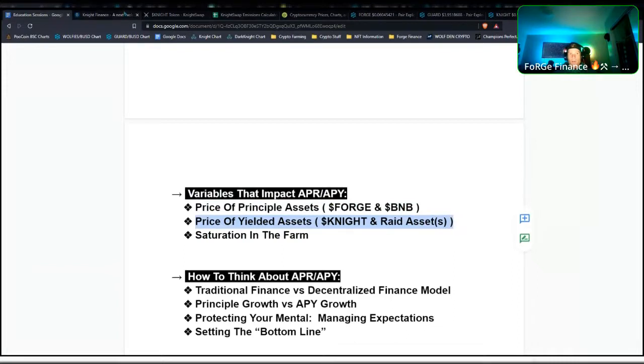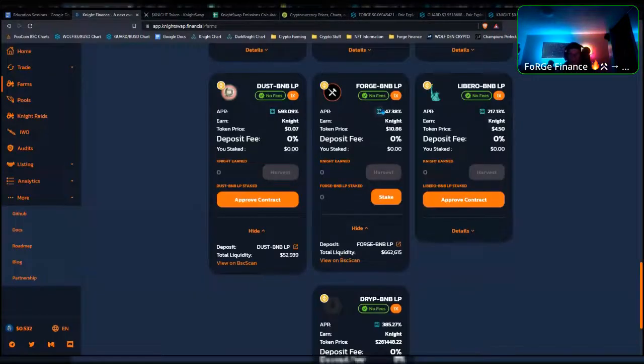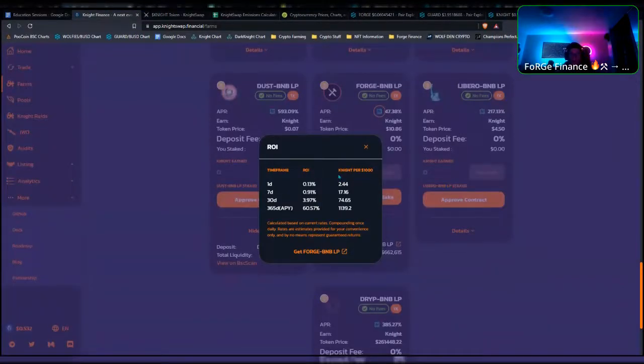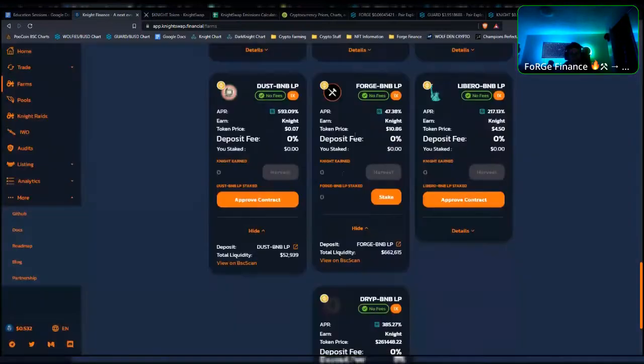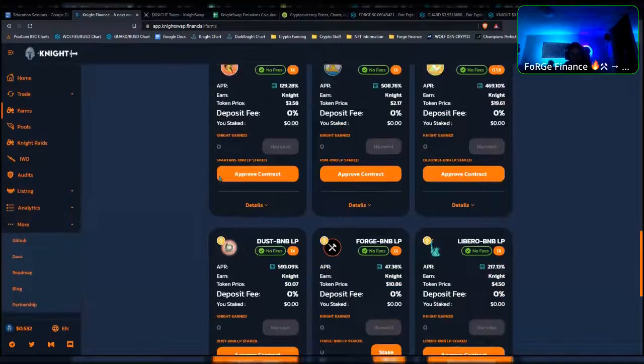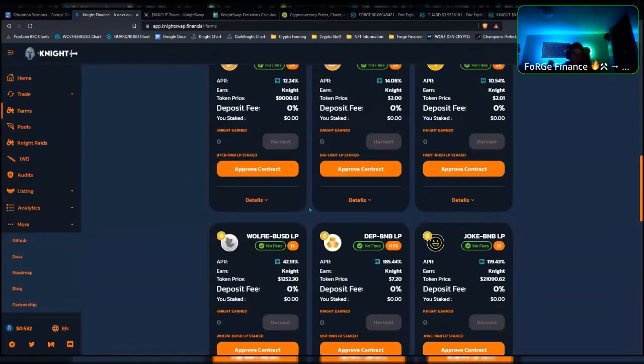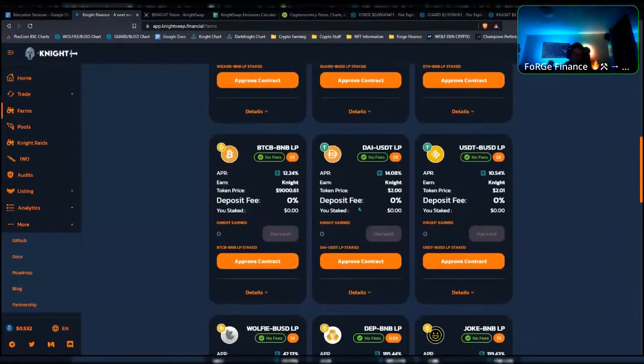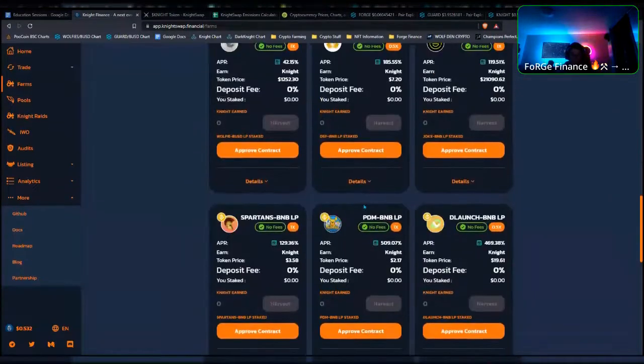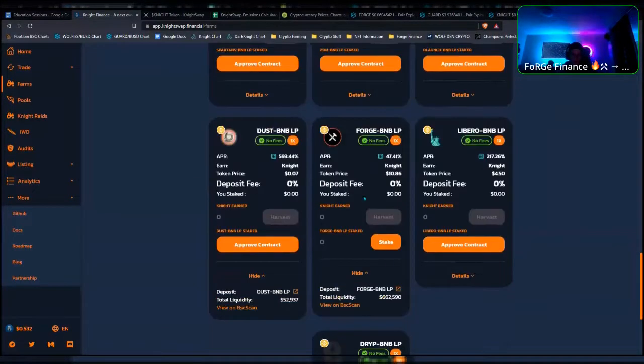Because all of this APR is calculated in Night, right? It's the dollar value of the Night gained over a period of time, over a year. What happens if the price of Night goes from 50 cents to $1 and it doubles? What happens to all of these farms? You can unmute and let me know if you want, or I can just tell you. What do you think happens if the price of Night doubles?